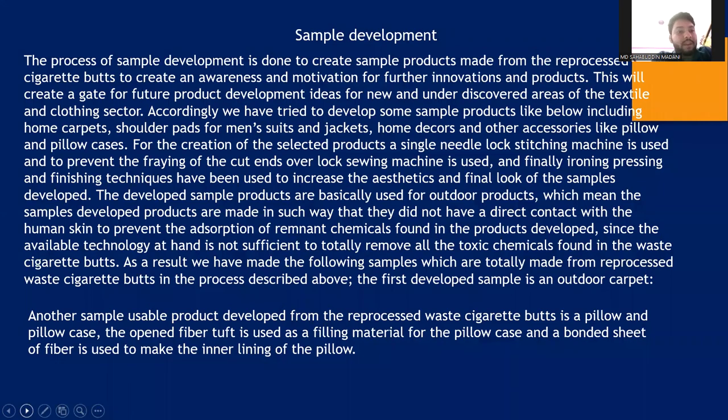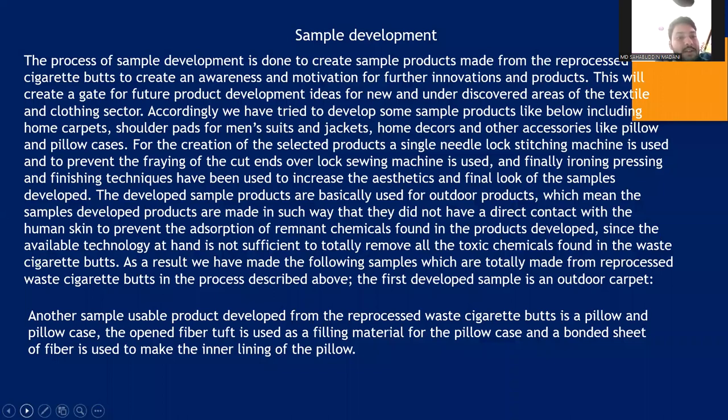The developed sample products are basically used for outdoor products, which means the samples are made in such a way that they do not have direct contact with human skin, to prevent the absorption of remnant chemicals found in the products developed. Since the available technology at hand is not sufficient to totally remove all the toxic chemicals found in the waste cigarette butts, as a result we have made the following samples.